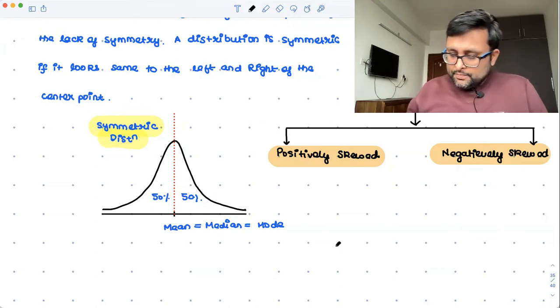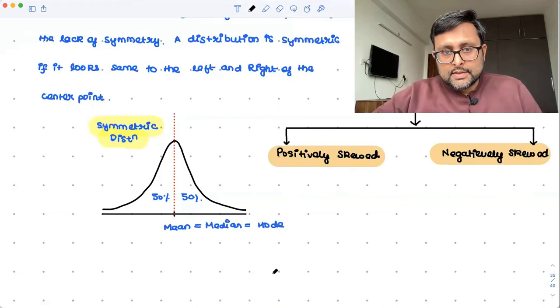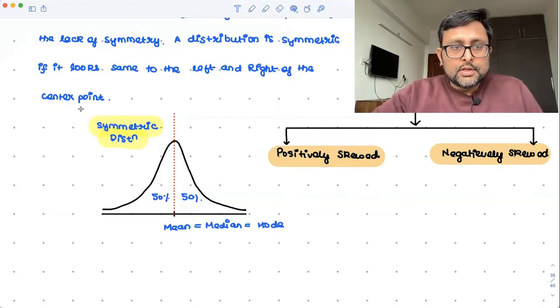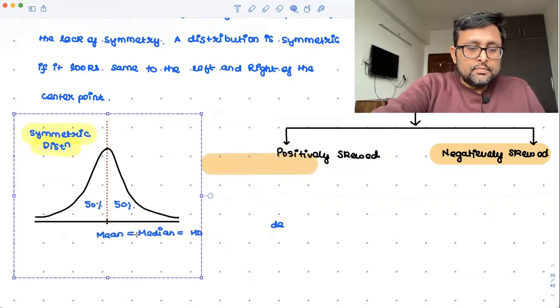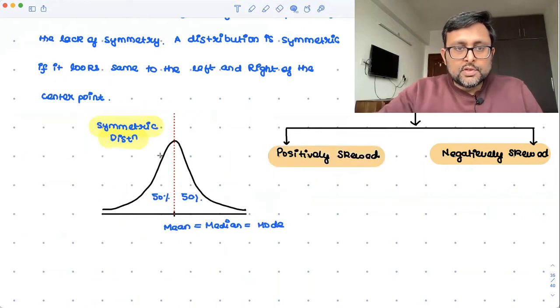So how do you write this? So we have like this. Can I just put some space here? Just wait.